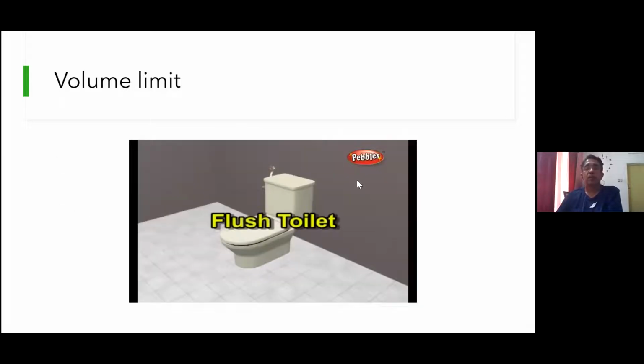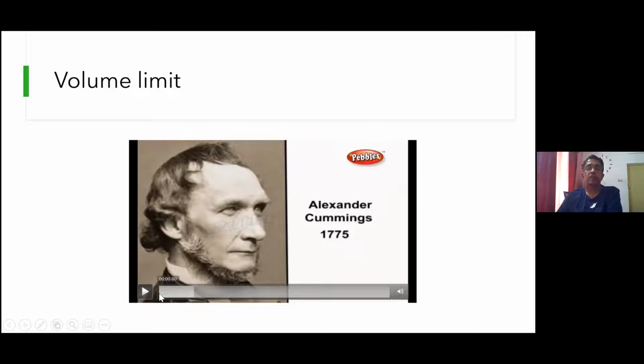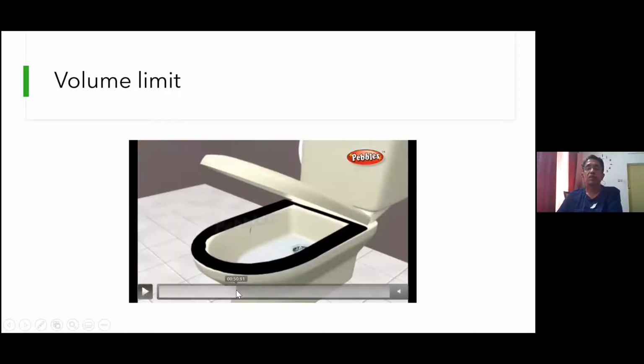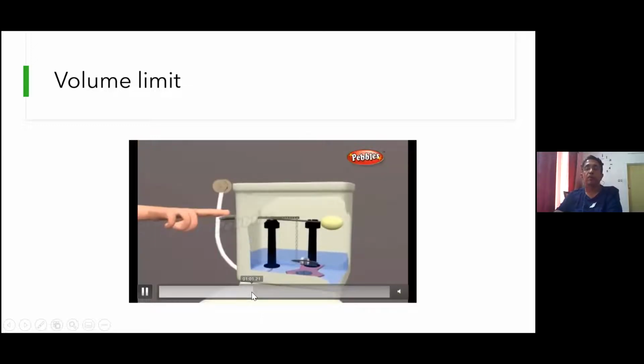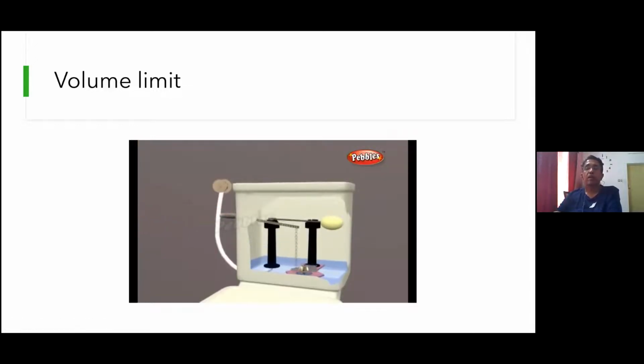The last part which I will be touching on is something called the volume limit. We all have flush toilets in our home. It never overflows. When you press the flush, water goes out, then it starts refilling without your having to ask it to. You can see this. I'll just show you. Alexander Cummings invented this. When the water goes down, you can see the chain going down and closing it. As the water starts filling up again, the float goes up. And when the float goes up, it says no more water needs to come in.